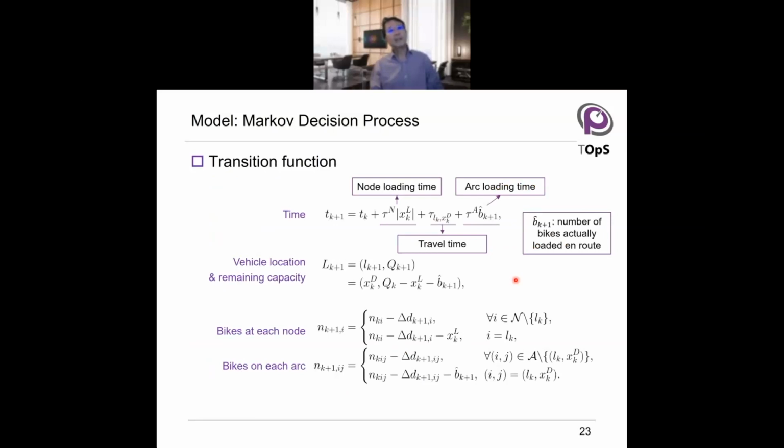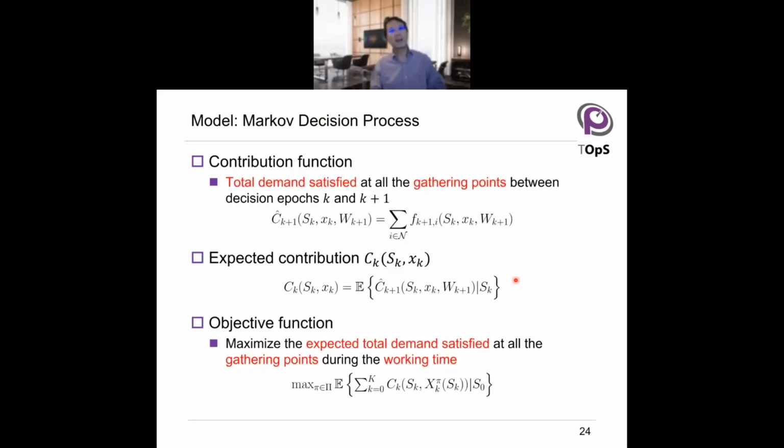And the system transition is straightforward. The mover starts from the current time t_k, loads the bikes at the current node, and travels to the next node, and also spends time on the arc to collect the bikes. And then this becomes the next time, the arrival time of decision epoch t_{k+1}. And the vehicle location becomes the next node we decide to visit at k, and it will be the vehicle location of k+1. And also we maintain the remaining capacity based on the unloaded vehicle and also the in-route vehicle. And we maintain the changes at each node and on each arc in the number of bikes.